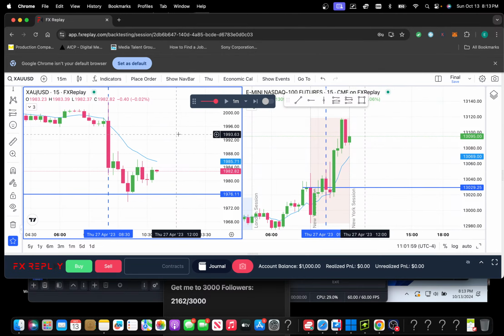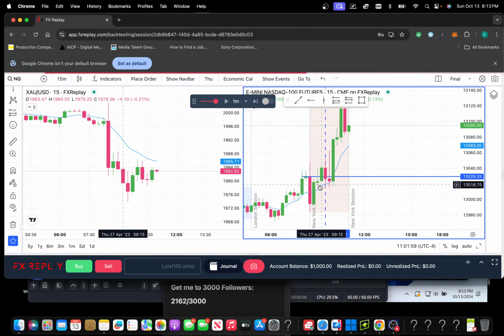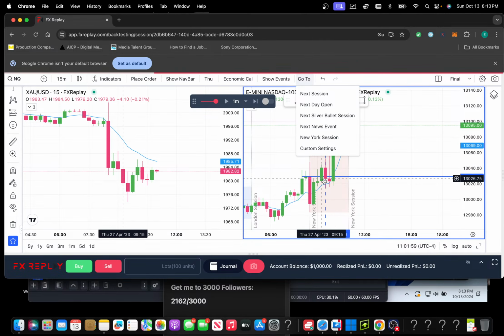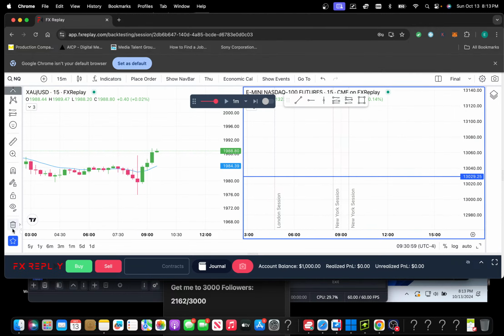I think gold has better price action on this day, however, because, yeah, you see the CISD, but it's not as clear. It's still the same direction, just like a break of structure back in. Delete.